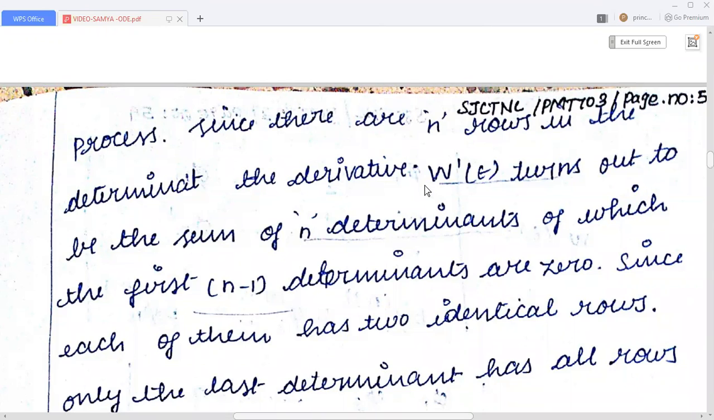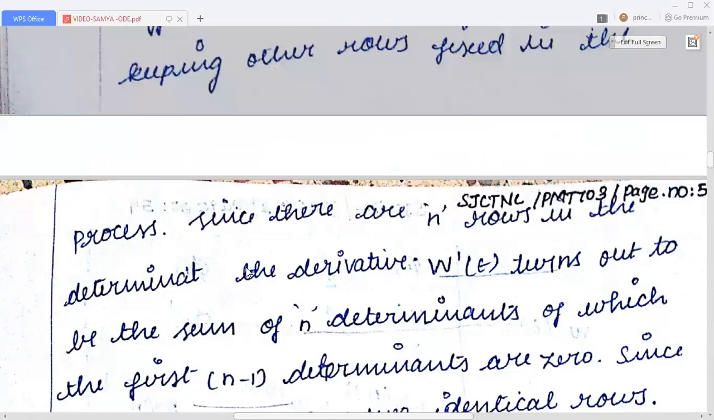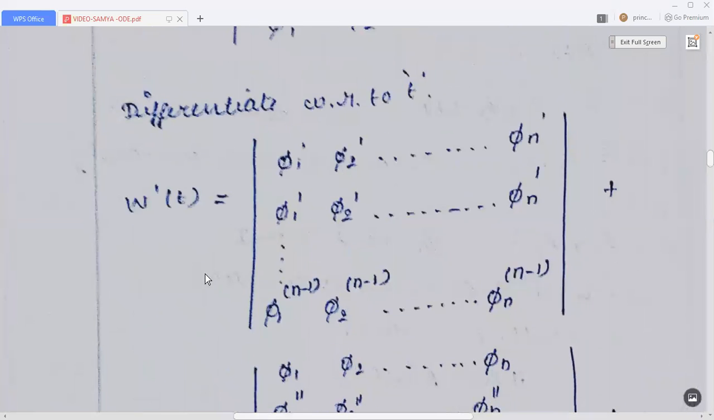the derivative w dash of t turns out to be the sum of n determinants, of which the first n minus 1 determinants are 0, since each of them has two identical rows. Only the last determinant has all rows distinct. Here in finding these derivatives, you see in the first determinant two rows are identical.